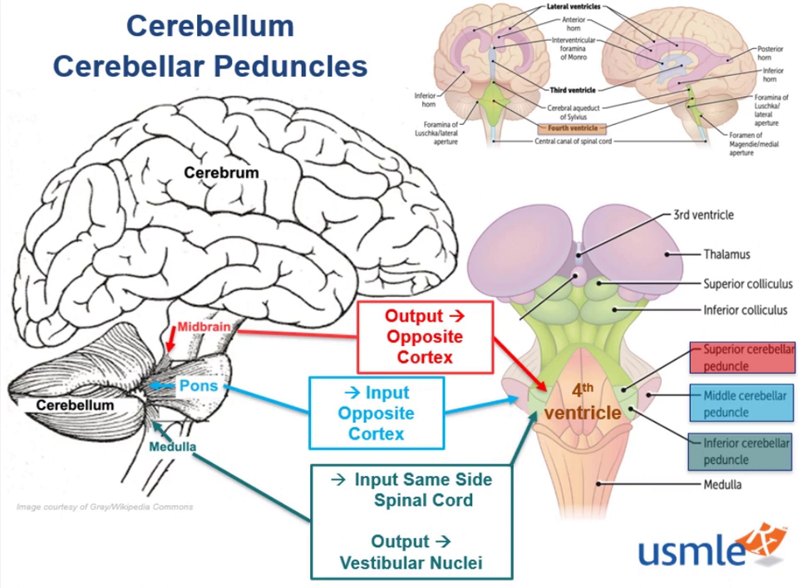The inferior cerebellar peduncle connects the cerebellum to the medulla and carries information from the same side of the spinal cord into the cerebellum, an input pathway, which makes sense as the medulla is directly connected to the spinal cord. The output pathway of the inferior cerebellar peduncle involves the vestibular nuclei. We will cover these pathways in greater detail later in the presentation.